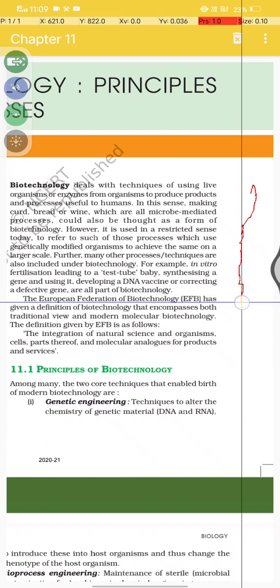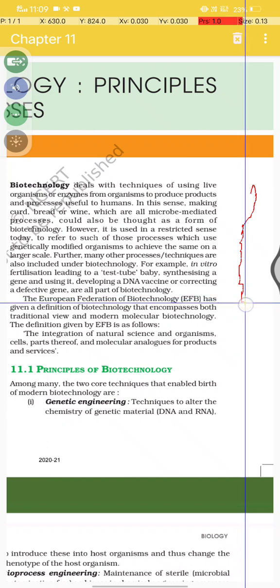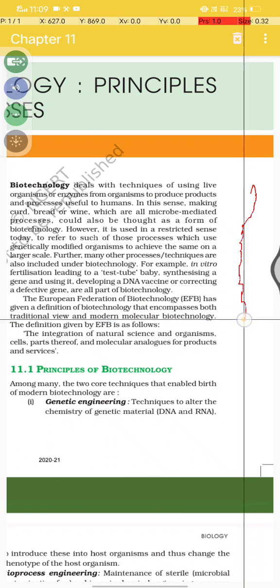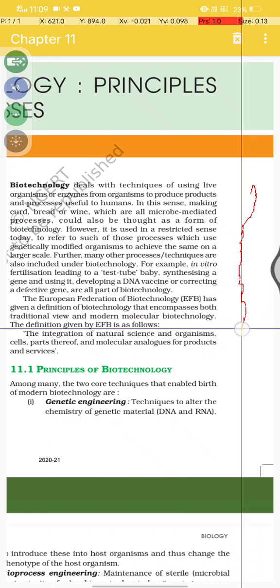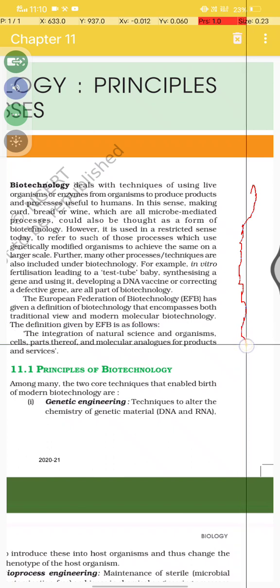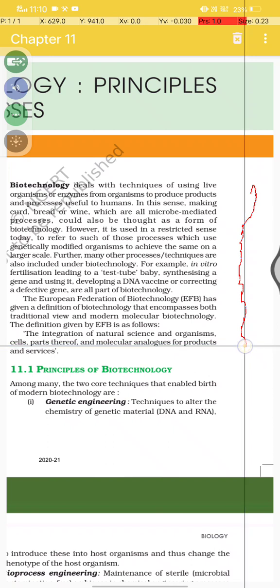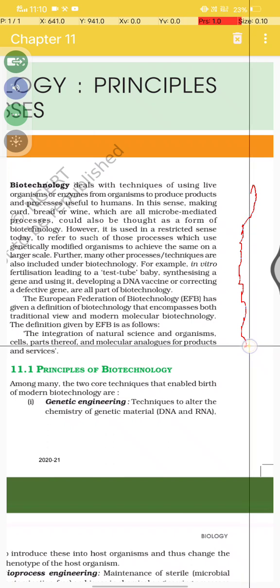The European Federation of Biotechnology (EFB) has given a definition of biotechnology that encompasses both the traditional view and modern molecular biotechnology. The definition given by EFB is as follows: the integration of natural science and organisms, cells, parts thereof, and molecular analogs for products and services.